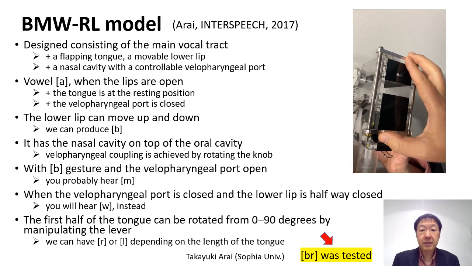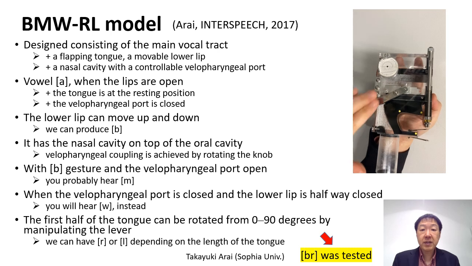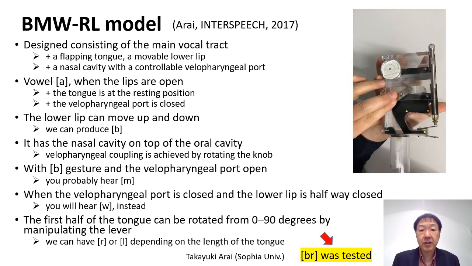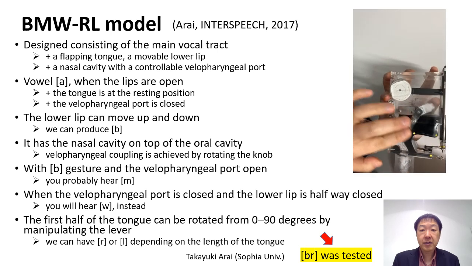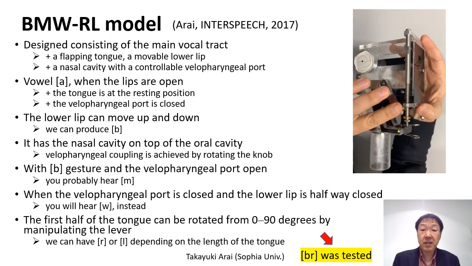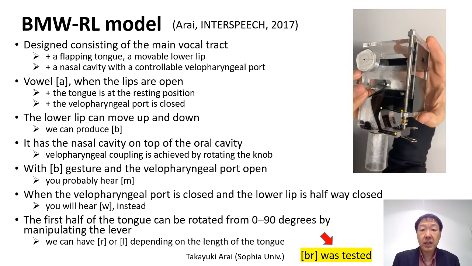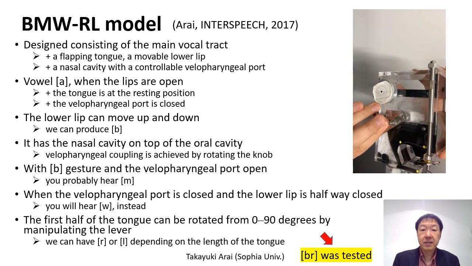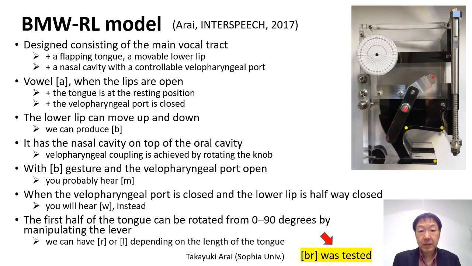The first half of the tongue can be rotated from 0 to approximately 90 degrees by manipulating this lever. If you do the labial gesture at the same time, you can enhance the quality of the R sound. We can have R or L depending on the length of the tongue. Thus, this model can produce the B sound, M sound, W sound, R and L sounds.